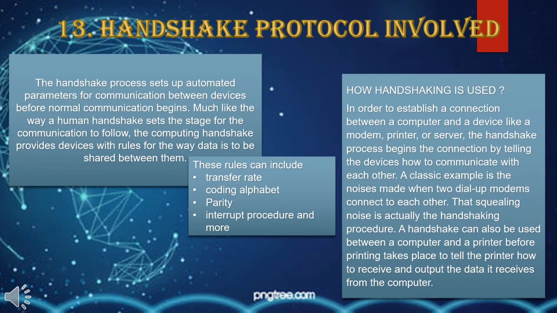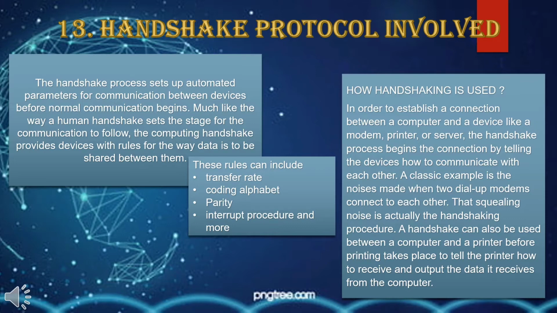The next point is handshake protocol. The handshake process sets up automated parameters for communication between devices before normal communication begins. Much like the way a human handshake sets the stage for the communication to follow, the computing handshake provides devices with rules for the way the data is to be shared between them. These rules can include transfer rate, coding alphabet, parity, interrupt procedure, and more.